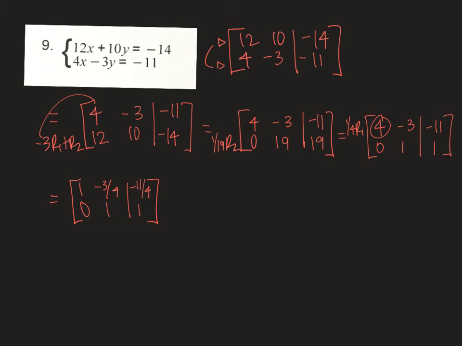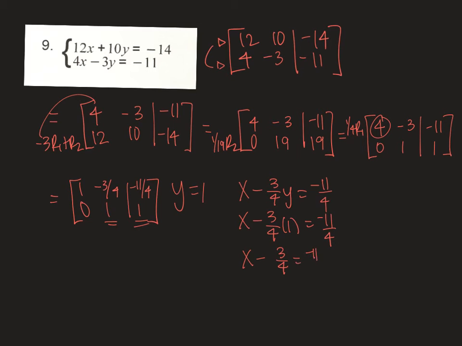So I've got 1s on my diagonal, 0 to the left of those, so I'm ready to solve. So I've got 1y equals 1. So my y value is 1. And then in my first row, 1, -3/4, -11/4 is going to be 1x minus 3 over 4y equals -11/4. So I can plug in that 1 for y to solve for x. So x minus 3/4 equals -11/4.